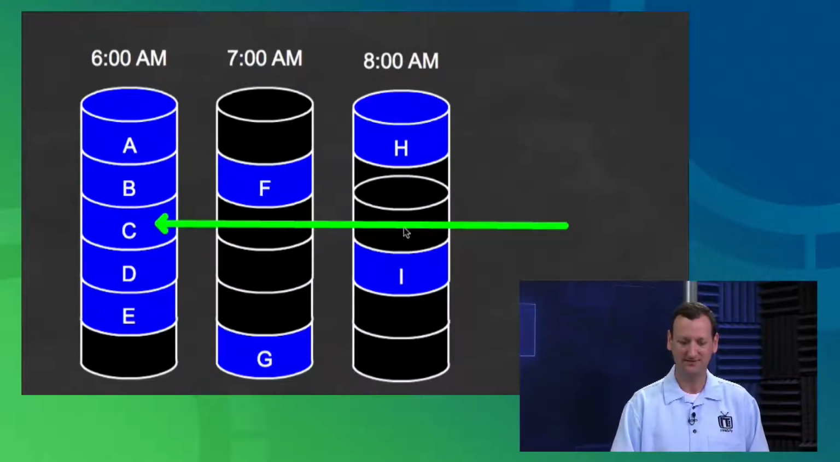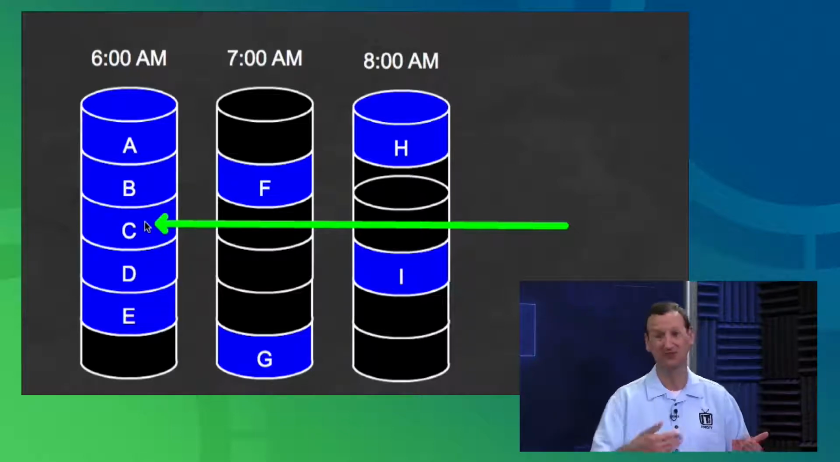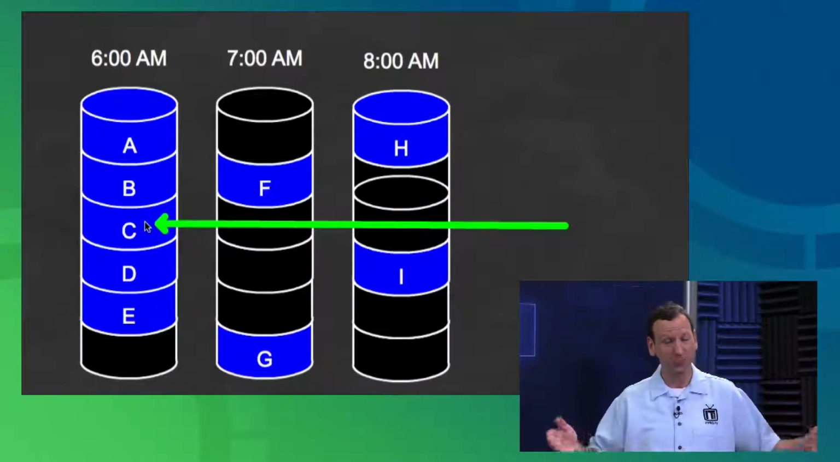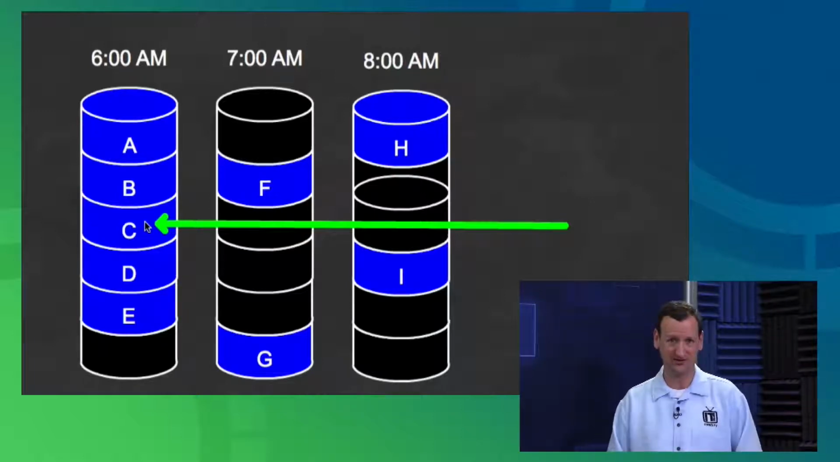I check here, it's empty. I check here, it's empty. I check here, I find my data. I just turned 1 seek into 3 as we reached out. Your performance gets progressively worse. The more snapshots you have, the worse your disk I/O gets, right?